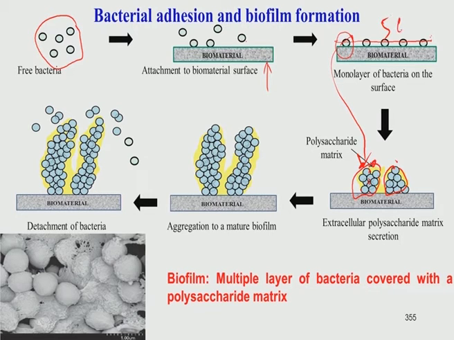Colony formation is favorable, and the colony is more stable, if the bacteria can secrete and form a polysaccharide matrix, which is shown here like a gel-like substance. This polysaccharide matrix helps the bacterial colony glue together the constituent bacteria, and that helps the colony to grow further in size. As you can see, this is one colony, and this is a second colony.